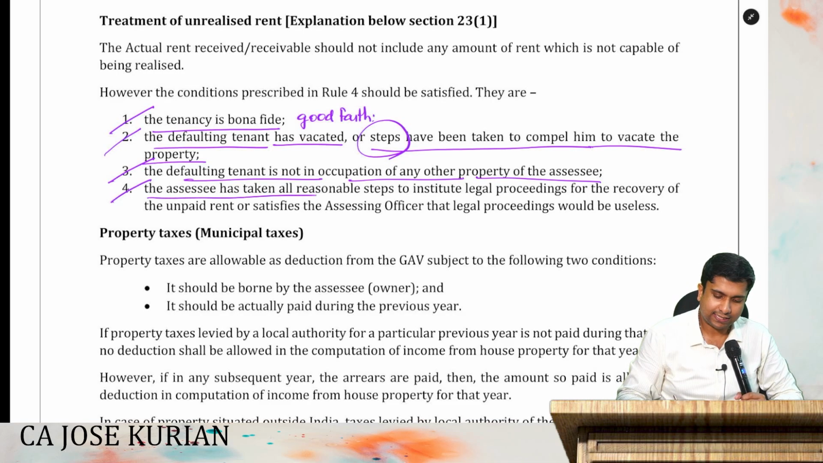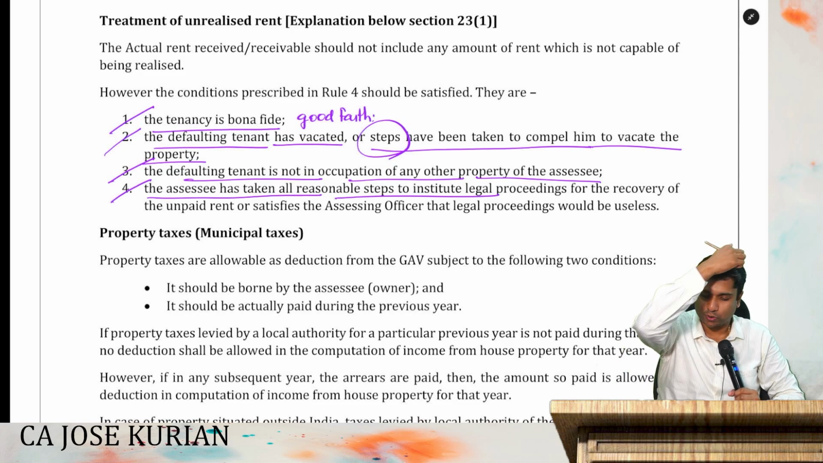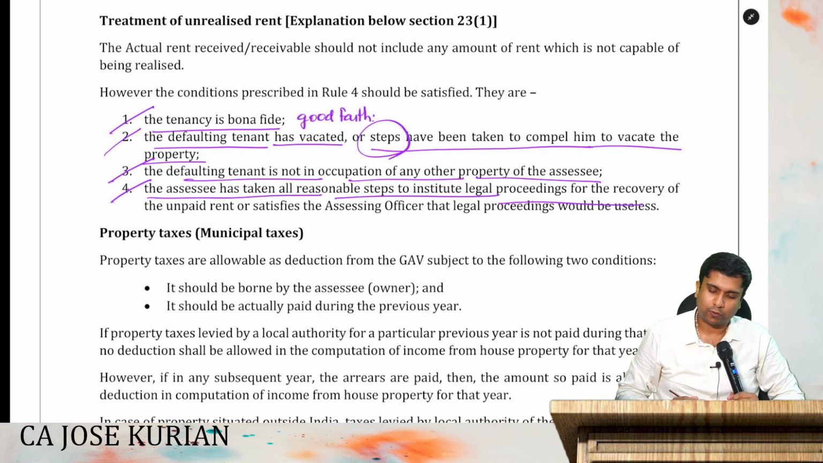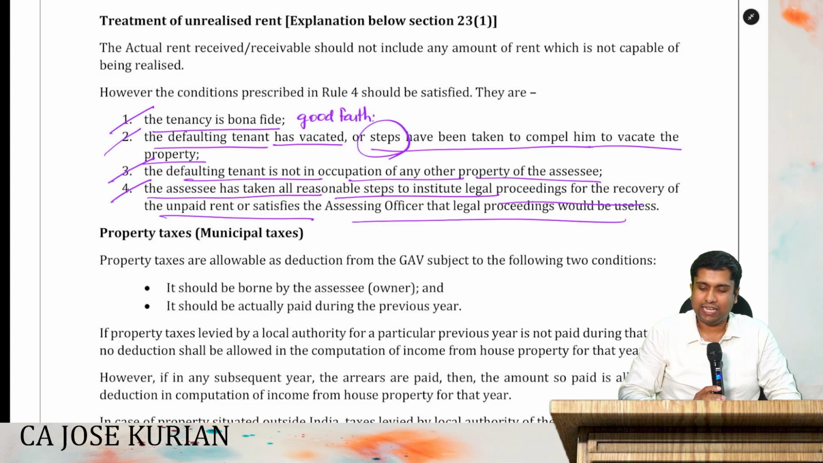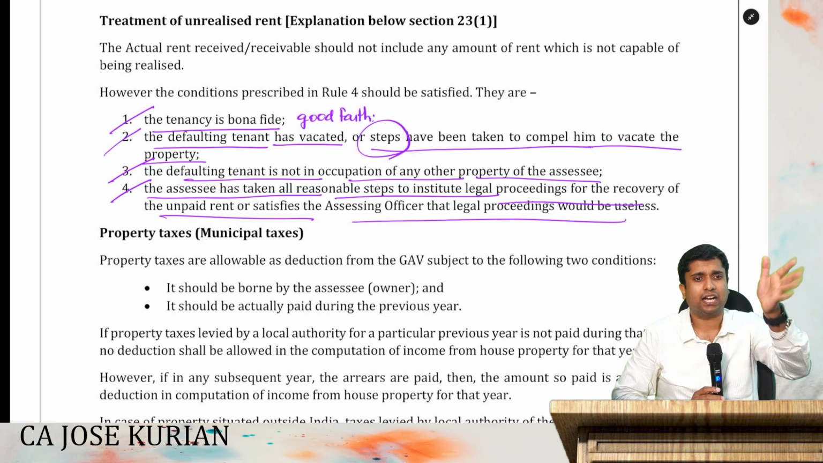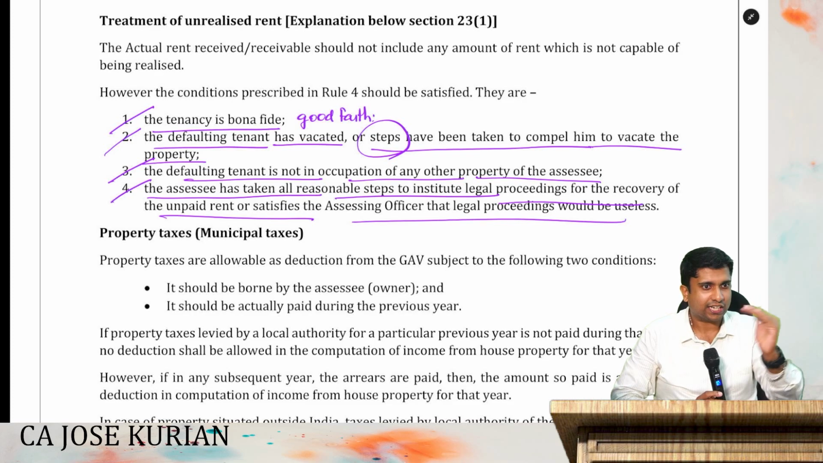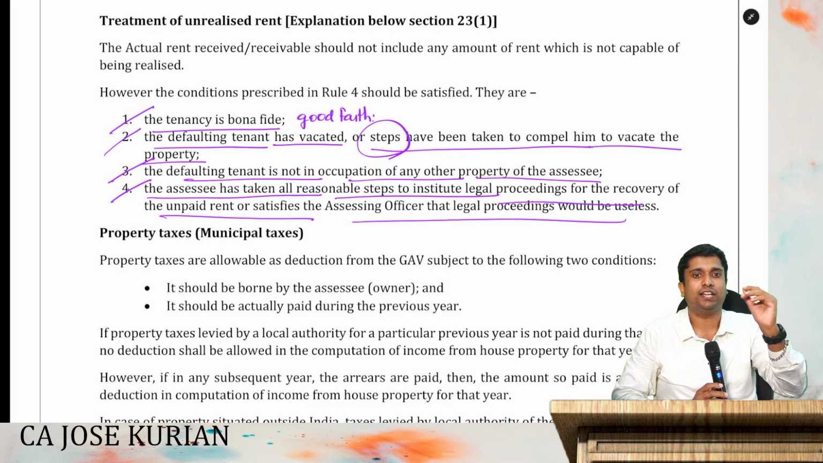And finally, the assessee has taken all the reasonable steps to institute legal proceedings for the recovery of unpaid rent, or satisfies the assessing officer that legal proceedings would be useless. What do you mean by that? Either you have to start a legal case against the tenant for collecting the rent, or you should convey to the assessing officer that legal proceeding is useless.